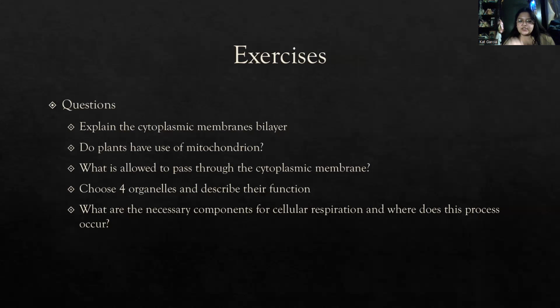But for this exercise, you can choose 4 organelles, describe their function, especially when you get to the rough ER, protein synthesis, and ribosomes, those do connect. So that is very interesting. You should be able to describe the organelles. And lastly, we have what are the necessary components for cellular respiration, which we went over earlier when we were talking about energy. And where does this process occur, which we did learn was in the mitochondria. And it happens in both animal and plant cells, which we learned.